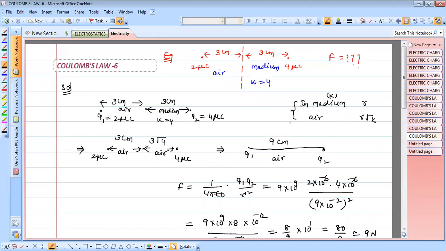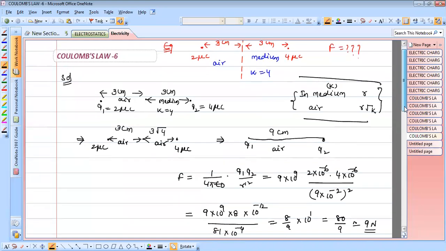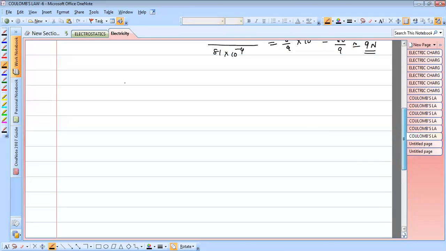While some portion is filled with another medium other than air, very simple logic is we have to convert the distances in the medium to air by taking the same forces. This is a very, very important concept. Now you can also solve this numerical if you replace the air. I'm going to that method also. Look at it. I'm going to method 2.